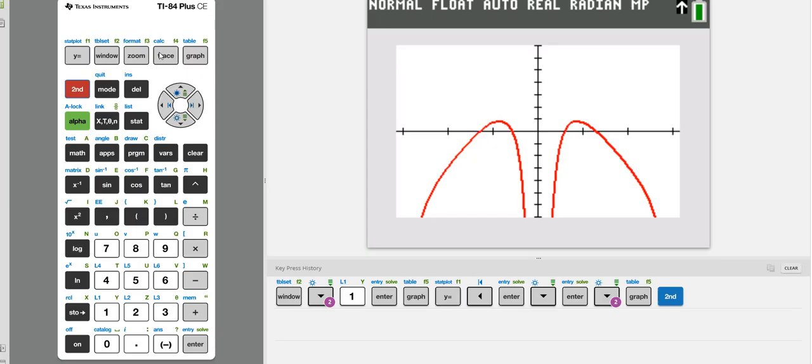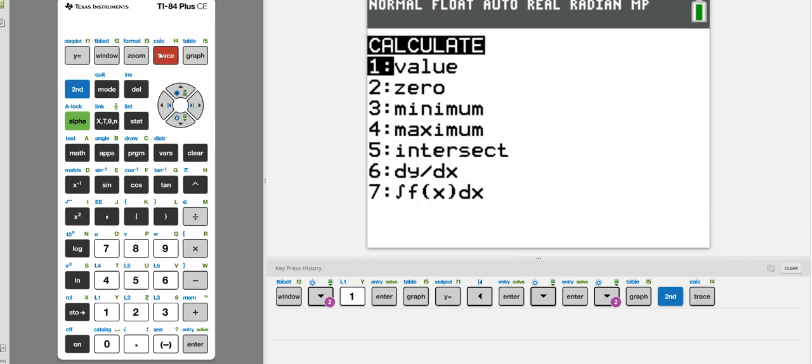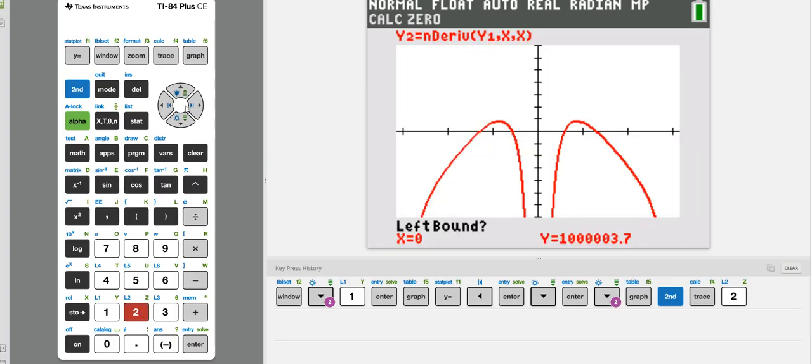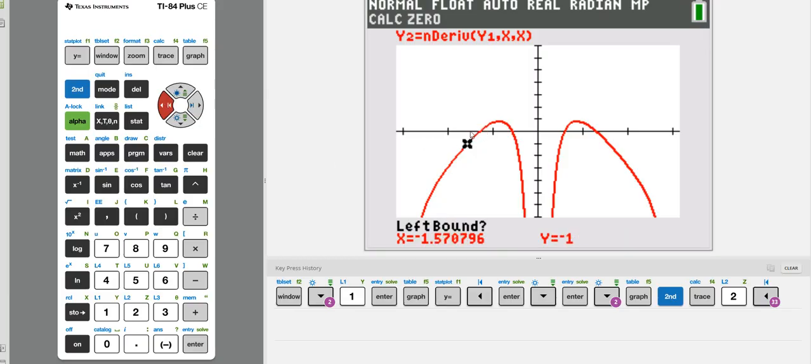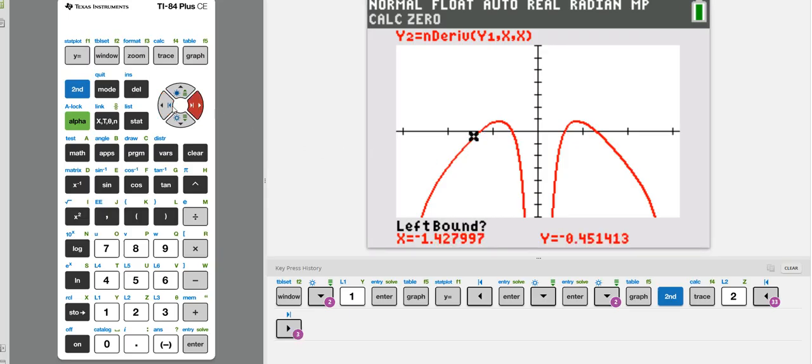So hit the second key, then the trace key. There's a nice option there that should be standing out. You want to find where it's 0. It's going to ask you for a left bound of your point. So hit the cursor, hit the arrow to the left until you get past where you think that graph crosses the x-axis. That's going to be your left bound. Basically, you're telling your calculator, look here.